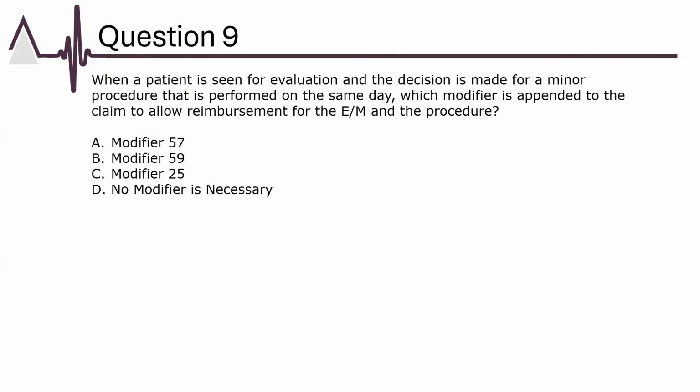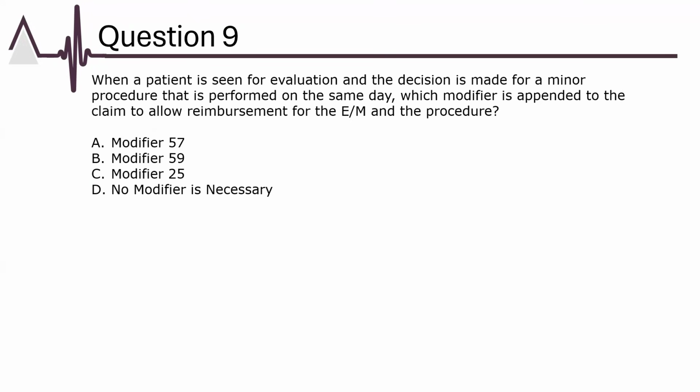Question 9. When a patient is seen for evaluation and the decision is made for a minor procedure that is performed on the same day, which modifier is appended to the claim to allow reimbursement for the E&M and the procedure? We have modifier 57, 59, 25, or no modifier is necessary. In coding terms, the difference between minor and major procedures largely hinges on the global periods, which determine the duration of postoperative care included in the procedures and thus not separately billable.